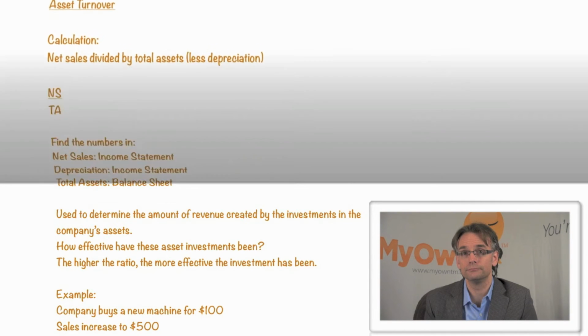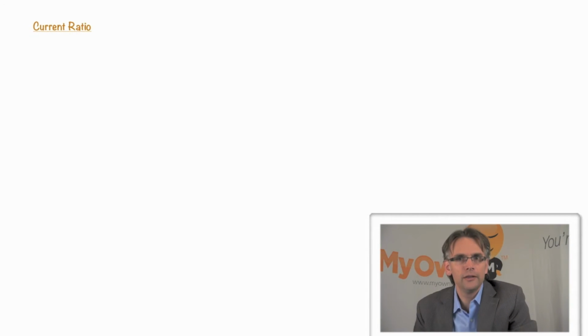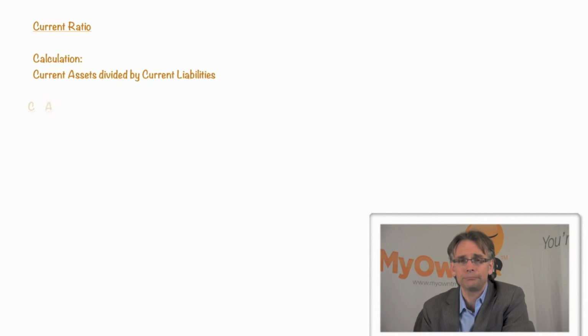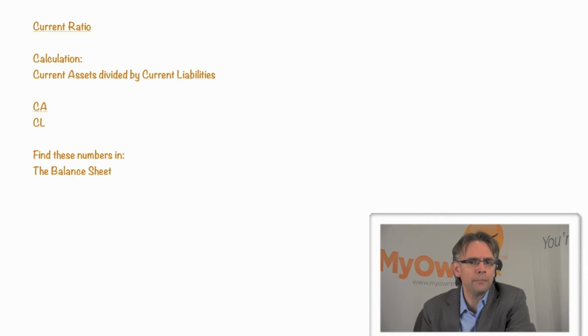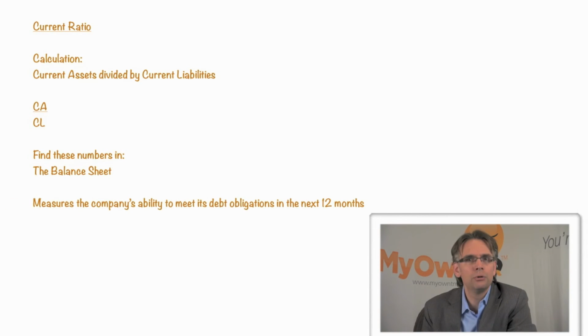The next ratio is the current ratio. This is calculated by taking current assets and dividing it by current liabilities. You'll find both these numbers in the balance sheet. Now, this measures the company's ability to meet its debt obligations in the next 12 months. Put more simply, can the company pay its bills?